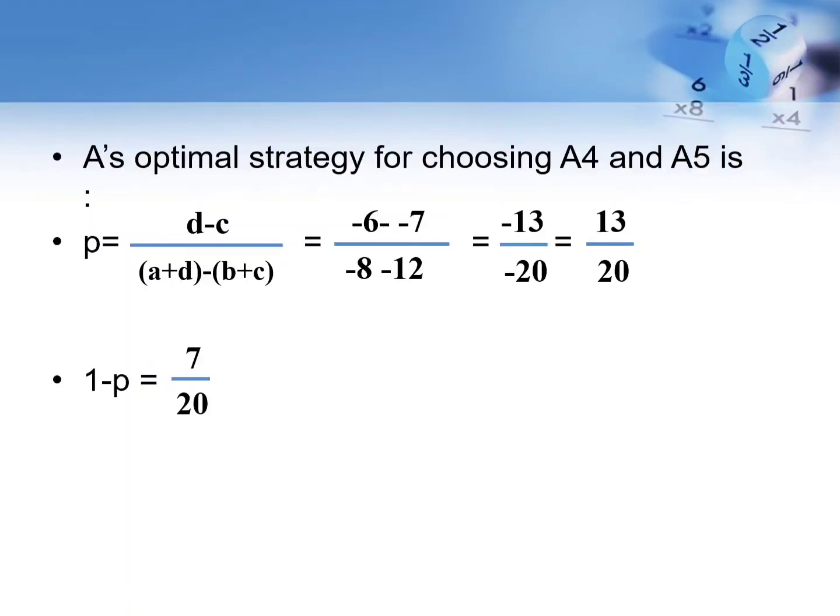In this formula, we are going to substitute the values, that is minus 6 minus minus 7 by minus 8 minus 12. Here we will get the answer as minus 13 by minus 20. Finally, the answer is 13 by 20. After substituting the value of p in 1 minus p, we will get 7 by 20.